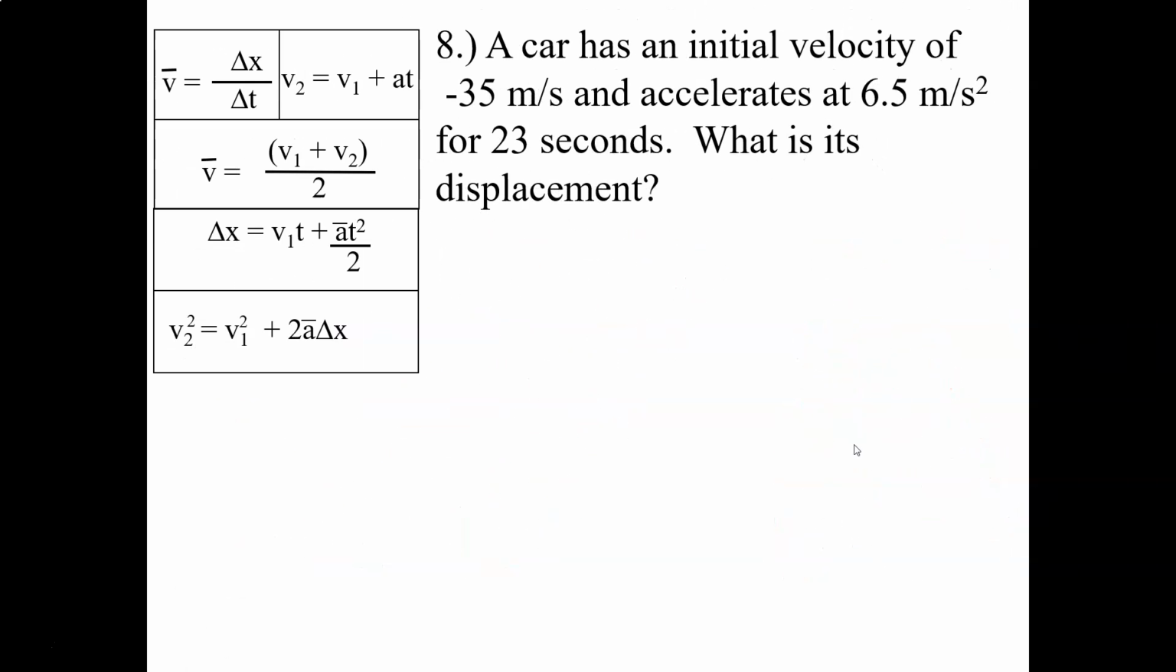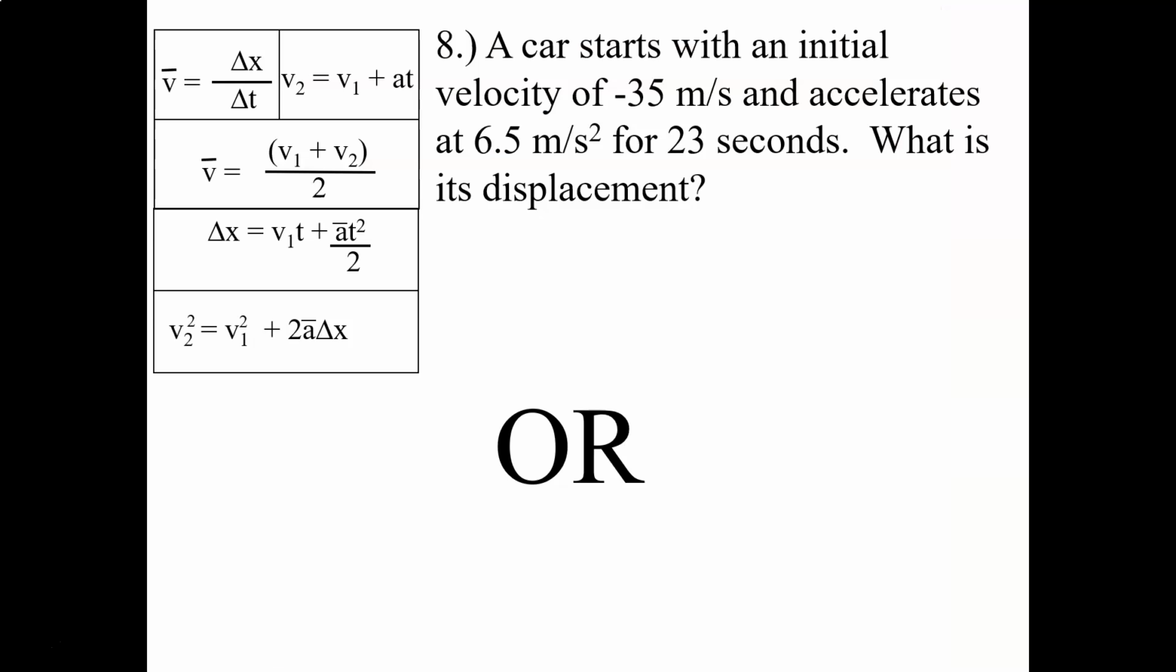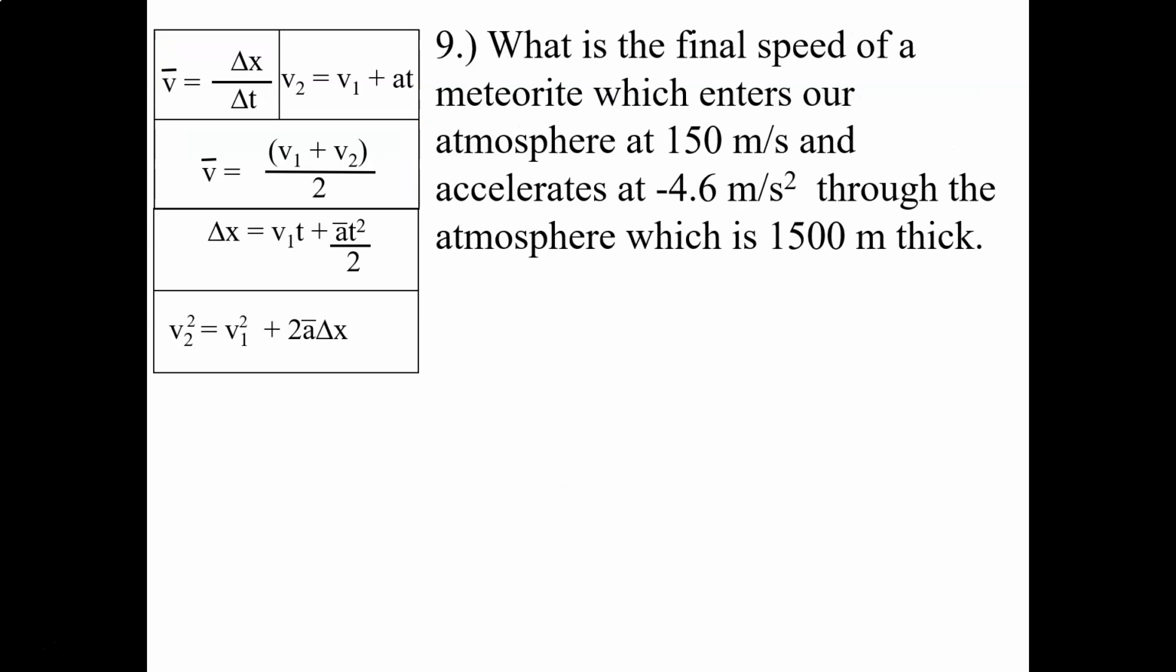So what equation do we want to use for that one? Well, we can use the same equation here. We're going to find the displacement. We've got v1, t, a, and t. So plugging it in like so, we get our answer. Now, there's another way we could have solved that. We could have used all three of our equations and solved it that way. But why take 3 steps when we can do it in just 1 step? That's what I say.